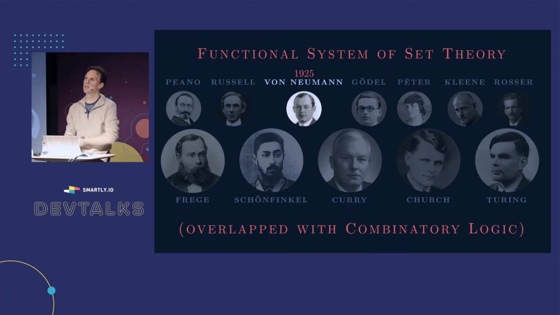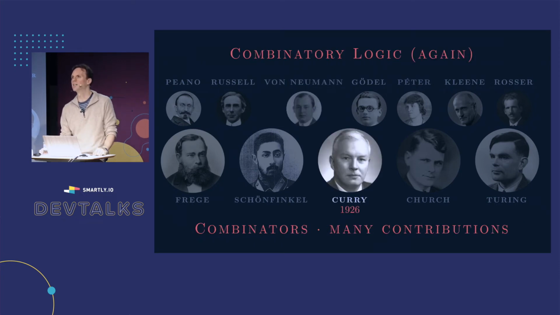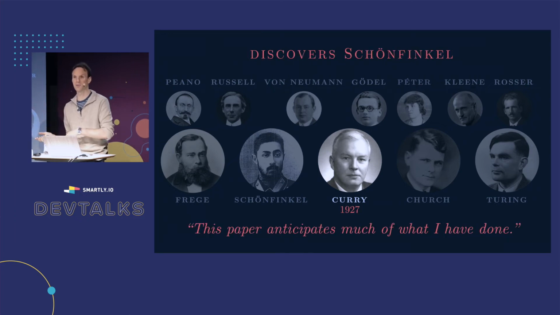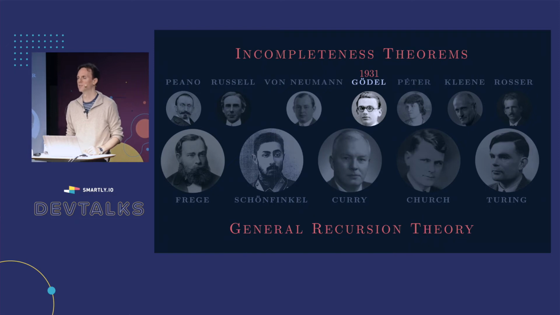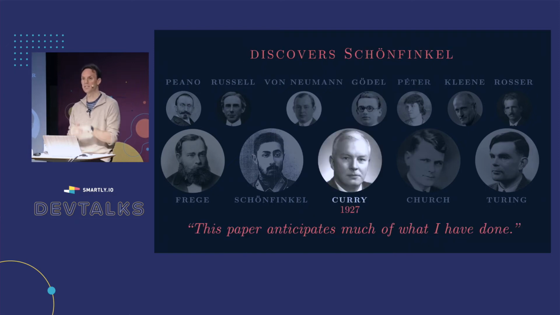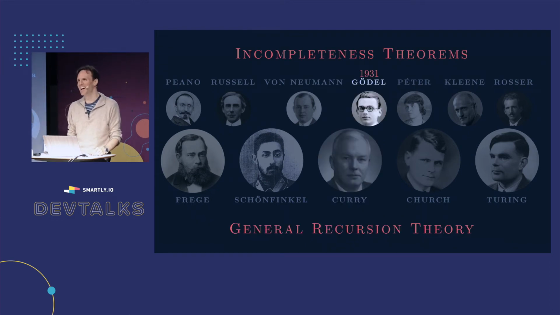Von Neumann also does some work on this. I'm going to skip it. Combinatory logic: Curry comes along and does a ton of this work, not knowing about Schönfinkel. And then he discovers all of Schönfinkel's work. He's like, oops, this guy already did it all. But he keeps going, and he comes up with a lot of really great results as well. By the way, now we know this thing where you split up the parameters as currying. But it really should be called Schönfinkelization.